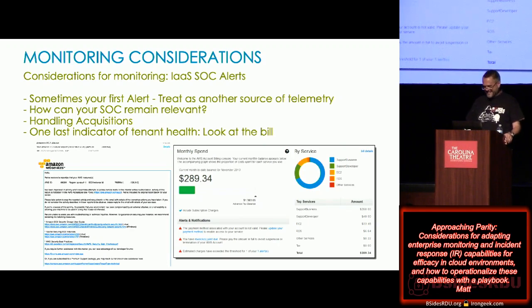It's a great quick check. If you know what your typical monthly charges are, this can be a great indicator. So, for example, if your bill goes from $500 a month to $50,000, that's a pretty good sign that something's changed. And you just have to figure out what and why.